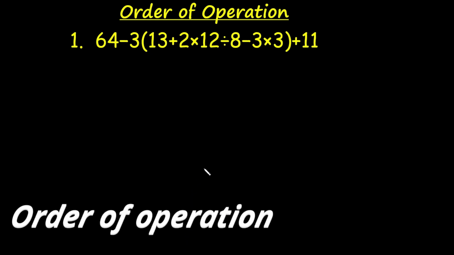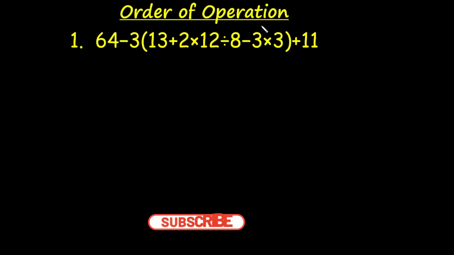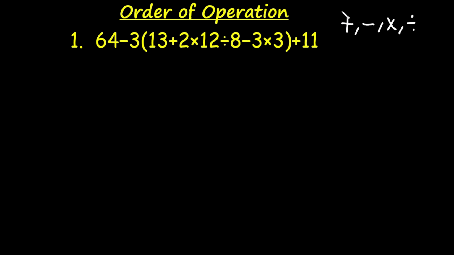Now let's consider this question on order of operation. When you say order of operation, we are talking about the four operations, which are addition, subtraction, multiplication, and division. So these are the four main operations that we have, even though in this question you can see that we have them over here: the minus, the addition sign, multiplication sign, the division sign.